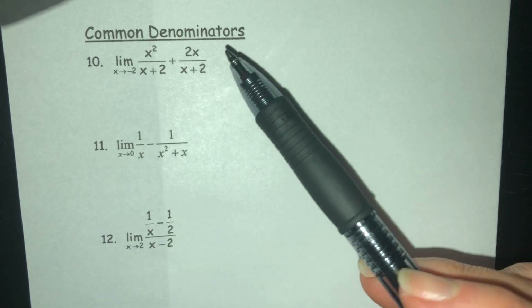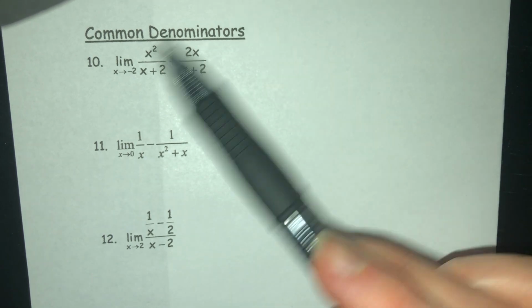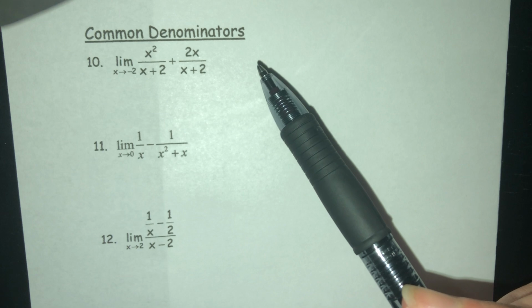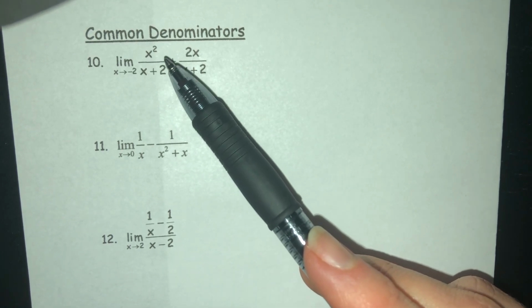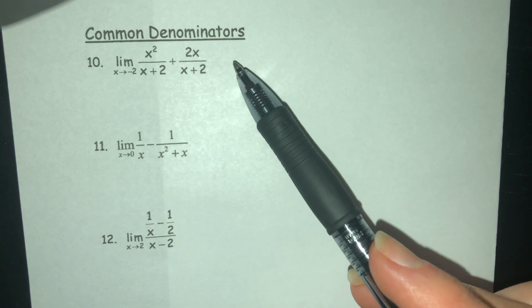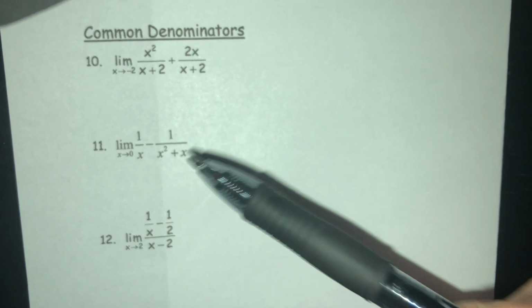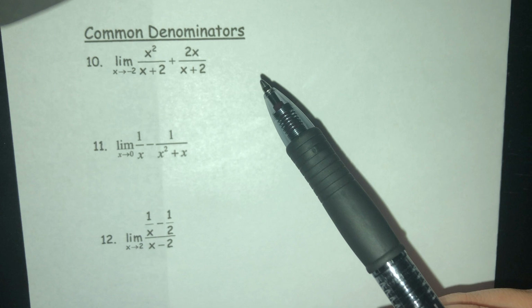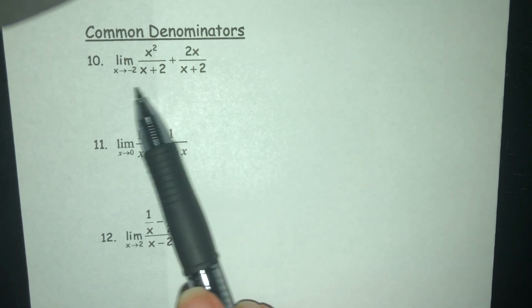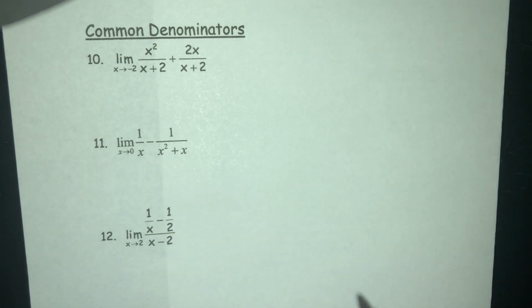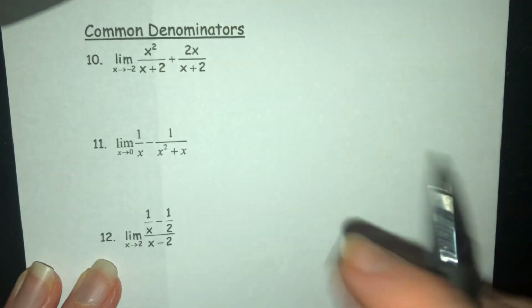So, is this a conjugate problem? Well, there's no square roots, so no, not a conjugate problem. So my next best guess is to use the common denominators method, which means I'm going to combine the fractions. Notice both of these already have a common denominator. That's why this one is kind of too easy. So all you have to do is put the fractions together.